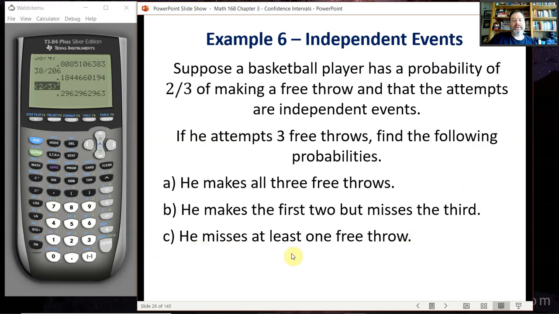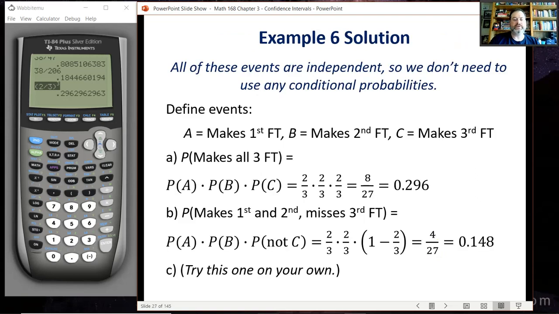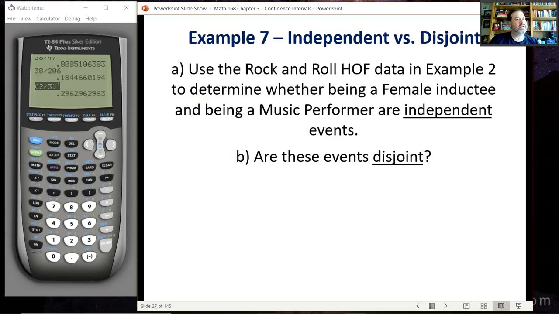What's the probability that he misses at least 1 free throw? I'm going to let you guys try that one. That one might show up as a bonus problem on an exam or something like that. So I want you to give it a shot. You can ask questions in the discussion forum, but I'm not going over this one. You don't need it for the homework. So try this one on your own. All right, almost done. I know it's a long video, guys.